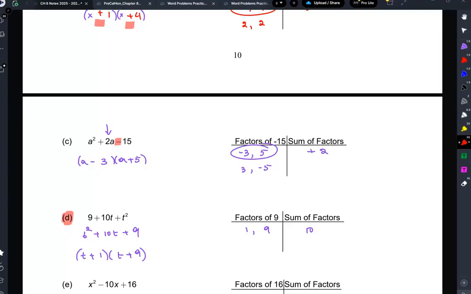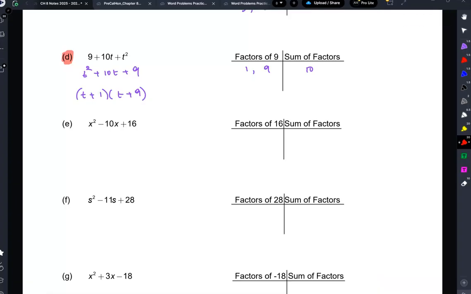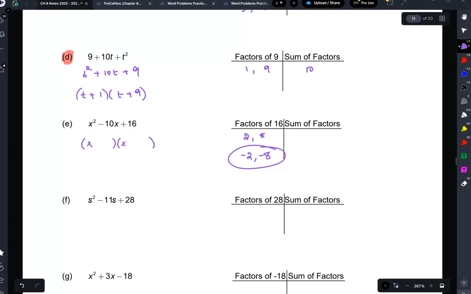Okay? So let's take a look at this one. I need two numbers, right? So here, x. I need two numbers that multiply to 16, but add to negative 10. So you're like, oh, 2 and 8 multiplies to 16, but does that add to negative 10? No. So then what? Negative 2 and negative 8, now that adds to negative 10 and multiplies to positive 16.